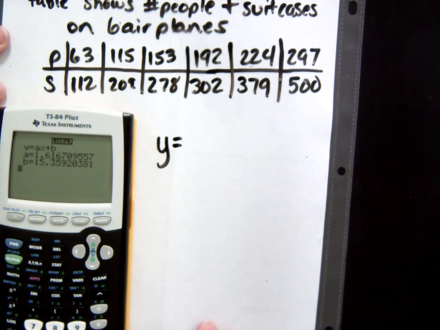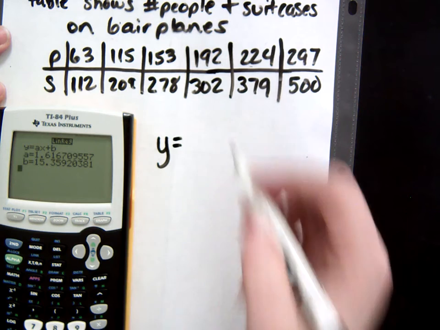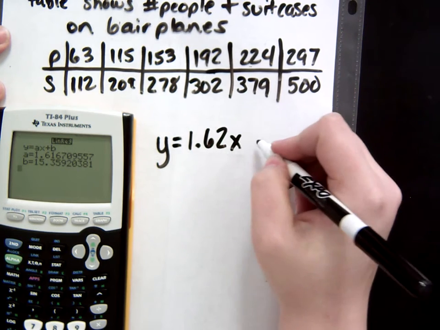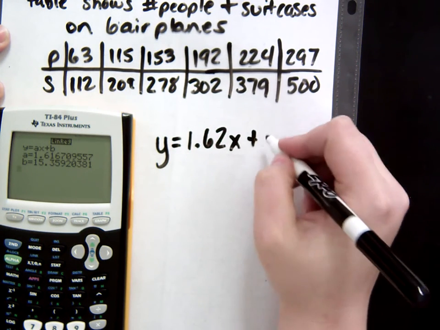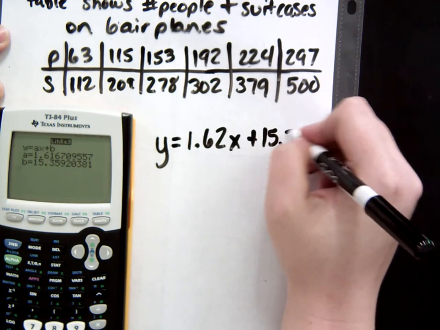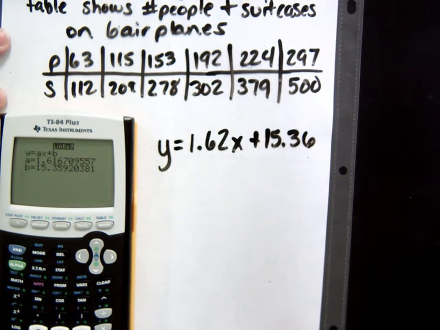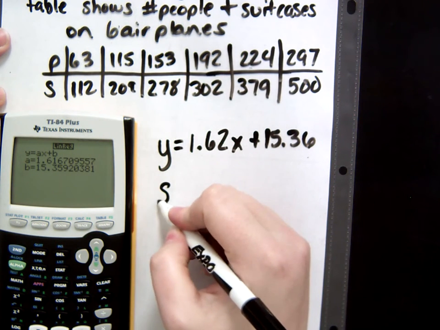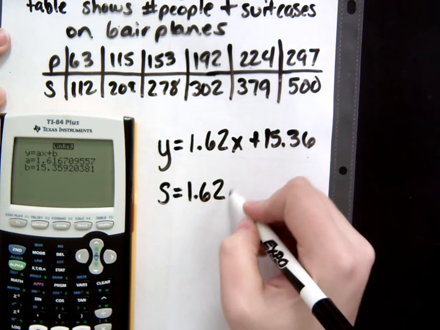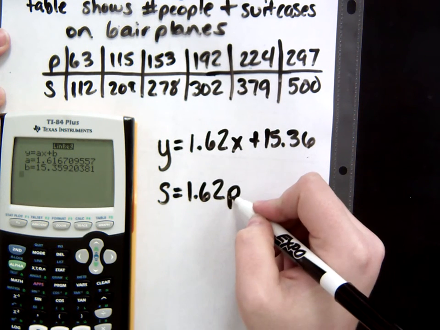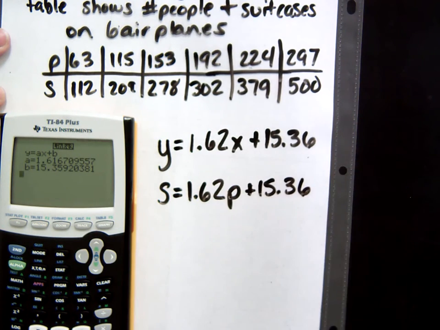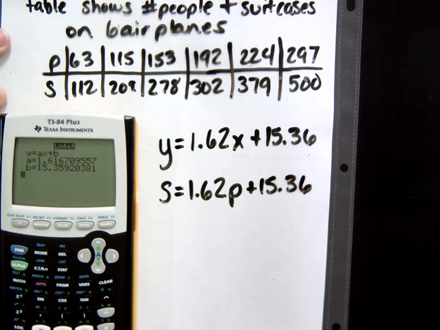Depending on who you ask, maybe your teacher wants you to round to a certain decimal place. I'm going to round to the hundredths place. So my a value is 1.62, and my b value is 15.36. Now technically we didn't use x and y in our table, so technically this should be s equals 1.62p, number of people affects your number of suitcases, plus 15.36. And that's how you do a linear regression.